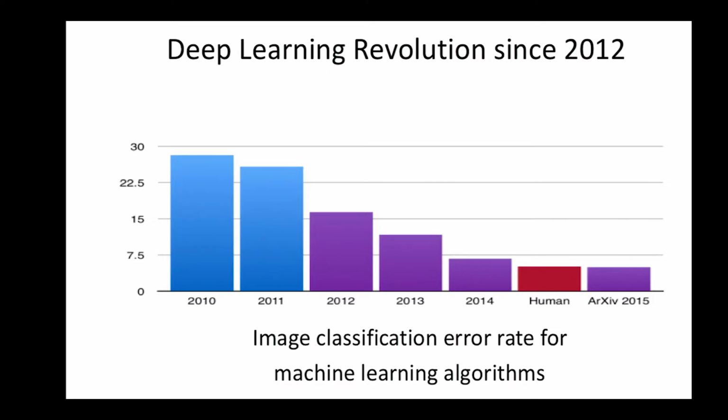So here you are seeing error rates on a popular image classification data set. It's a standard benchmark on which algorithms can compete. And since around 2012, when deep learning became popular, we have algorithms which reach or even beat human accuracy on this data set. So we have a very powerful general purpose tool that can be used to understand visual content.